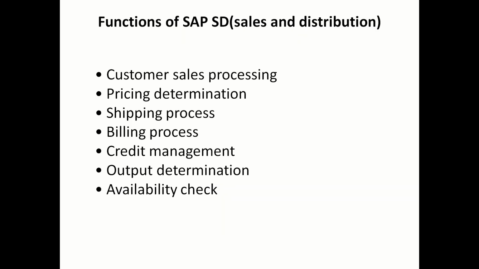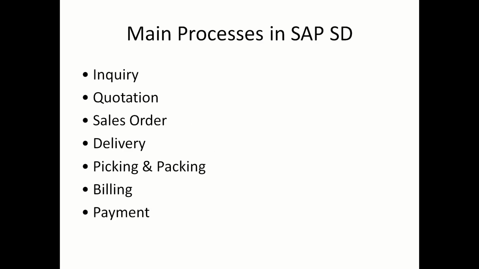What are the various functions of SAP SD? The various functions are customer sales processing, pricing determination, shipping process, billing process, credit management, output determination and availability check. The main processes in SAP SD are enquiry, quotation, sales order, delivery, picking, packing, billing and payment.